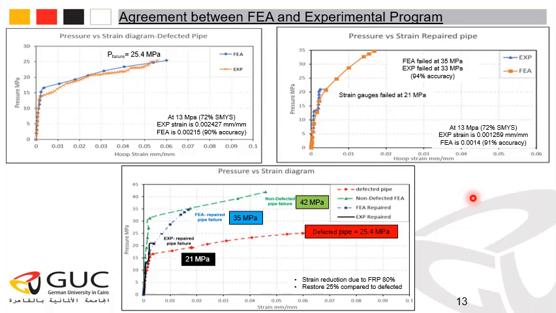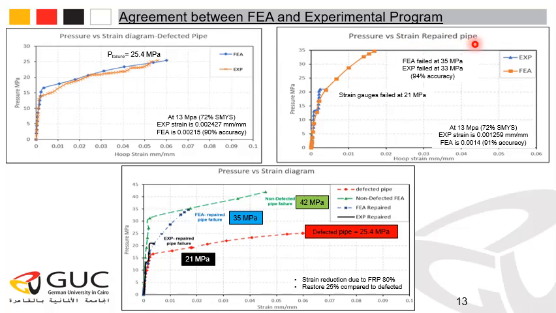Now let's talk about the agreement between finite element analysis and experimental program. For the case of the defected pipe, both models failed at 25.4 MPa with a slightly different strain, so there is an accuracy of 90% of strain.